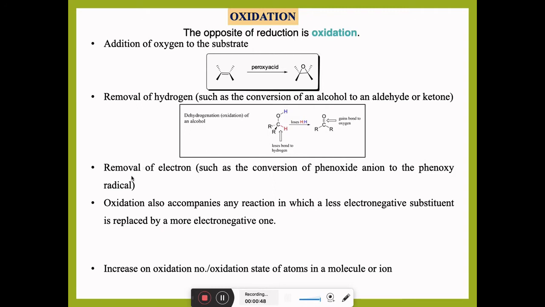Then, in another way, we can also define removal of an electron as oxidation. An example is the conversion of a phenoxide anion to the phenoxy radical with the loss of one electron.